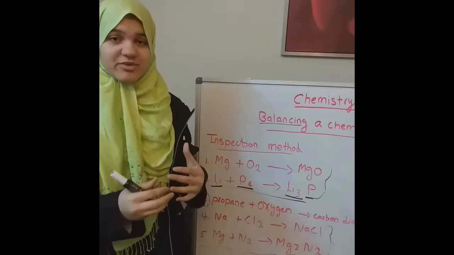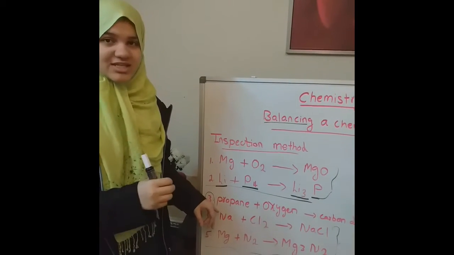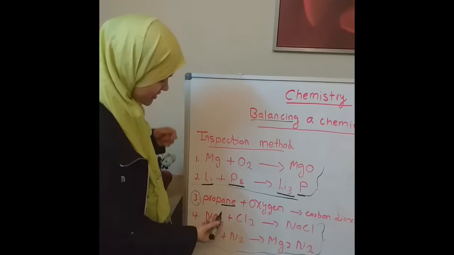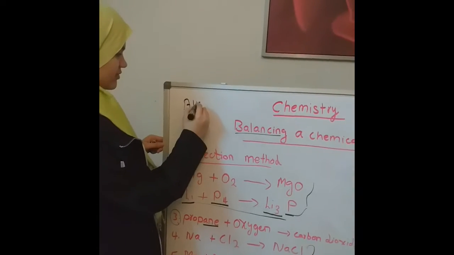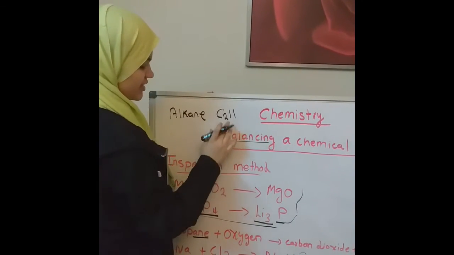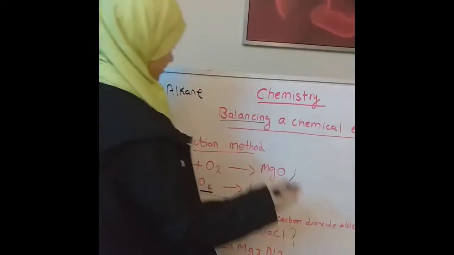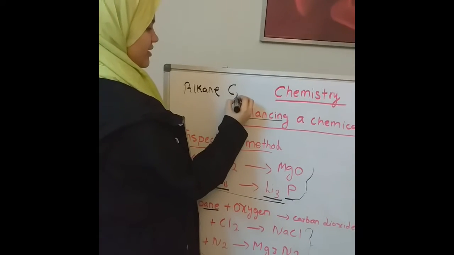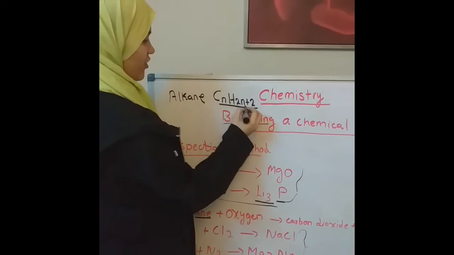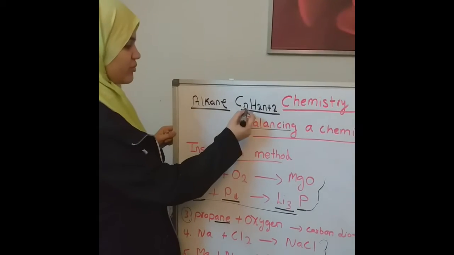This is the prefix of hydrocarbons. So here propane is with the ane suffix. That means it is an alkane, whose formula is CnH2n plus 2. This is the formula for alkane, and here it's telling us propane. That means we will take 3 in place of n.